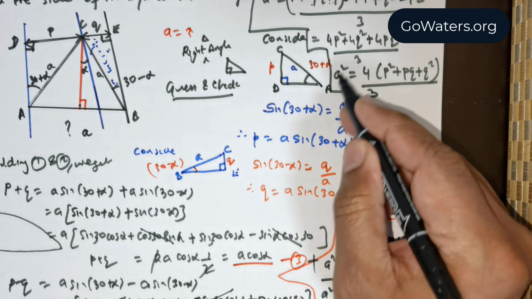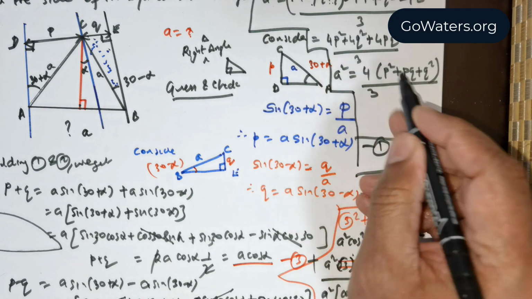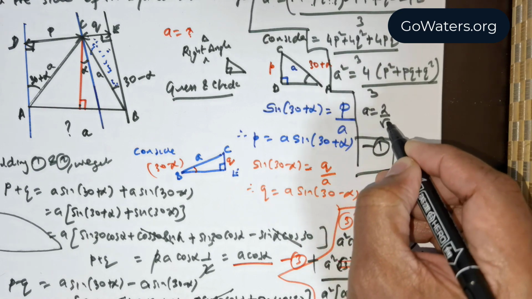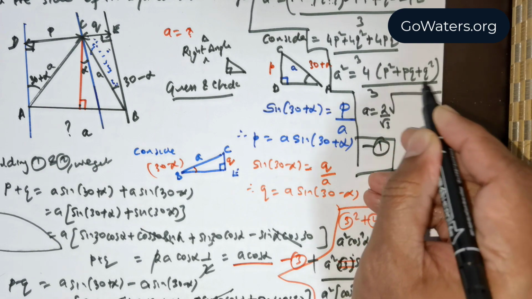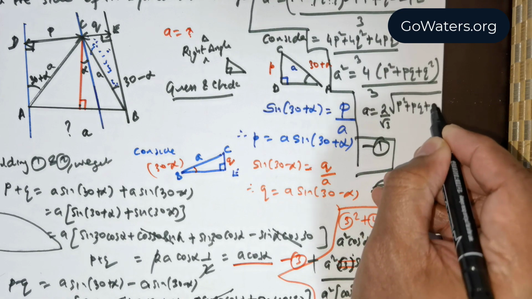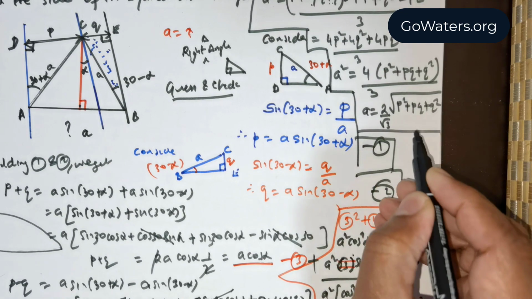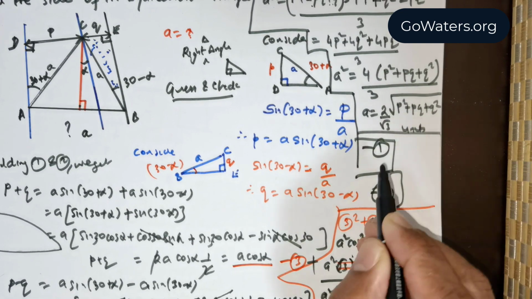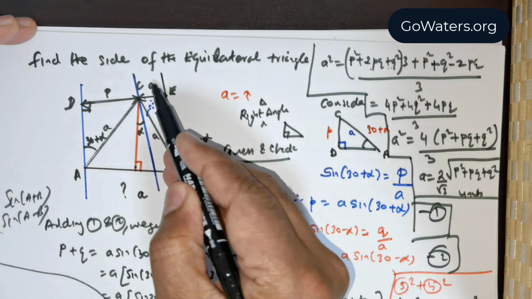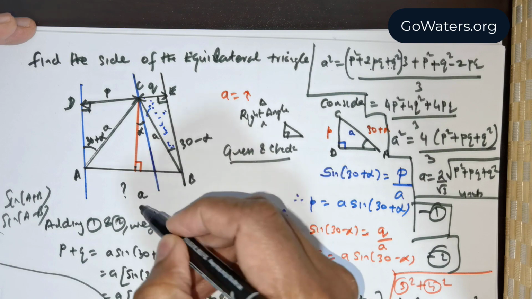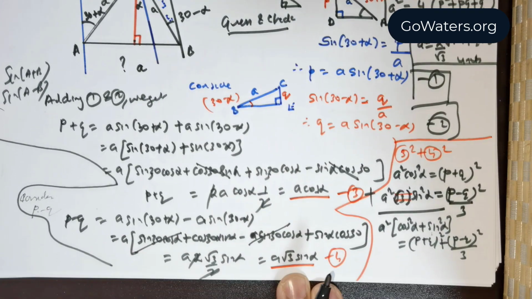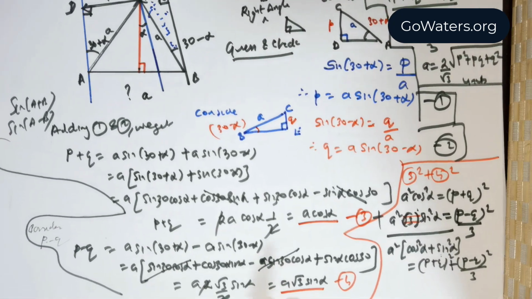So whatever value you get here, you take the square root, and then subsequently A will be 2 over root 3 times the square root of the entire quantity, P squared plus PQ plus Q squared. So this is in units. This is the final solution that we have got. Now from this figure, P is given, Q is given, so A can easily be found. So that is the end of this particular problem. Thank you. Enjoy your night.